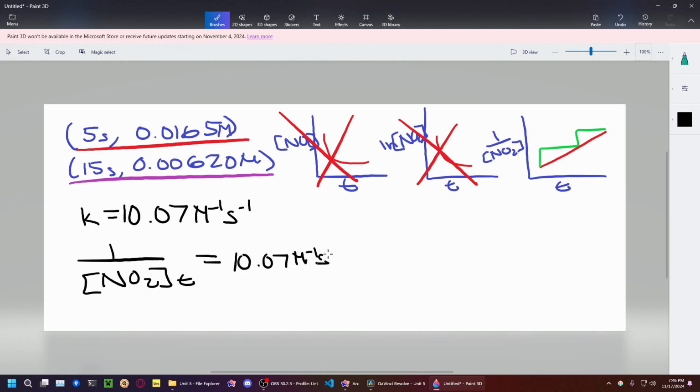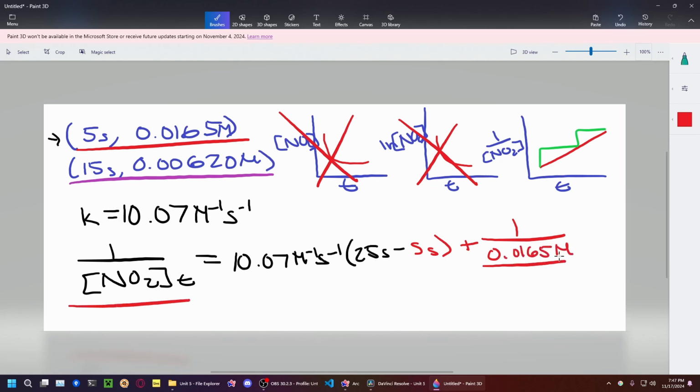10.07 inverse molar, inverse seconds, times my elapsed time, which would be 25 seconds, minus, now what is my initial concentration and my initial time? Well, that can be whatever you want as long as you're consistent. In this case, I'm going to use these values in red. So 5 seconds plus, in this case, it'll be 1 over my concentration at 5 seconds, 0.0165 molar, because it's 1 over here, so it has to be 1 over here. Recall, this is our second order reactant equation.